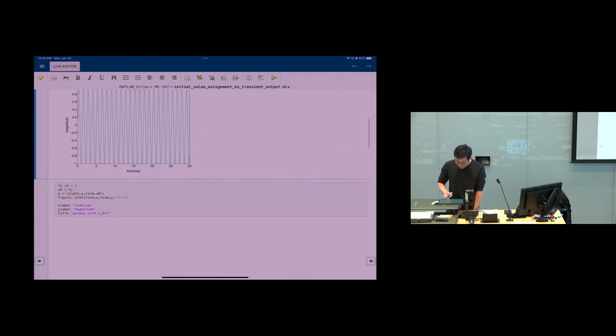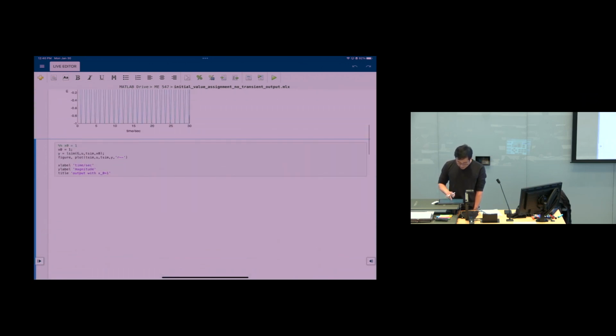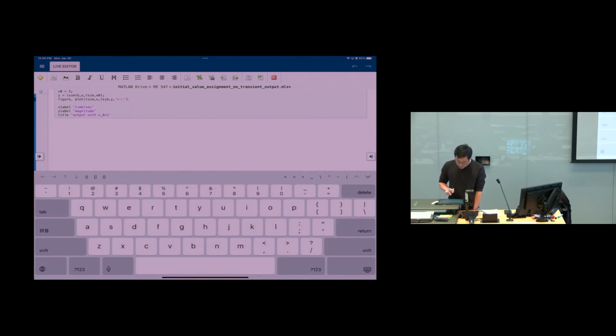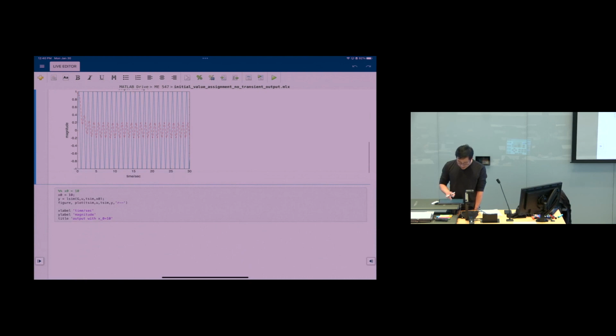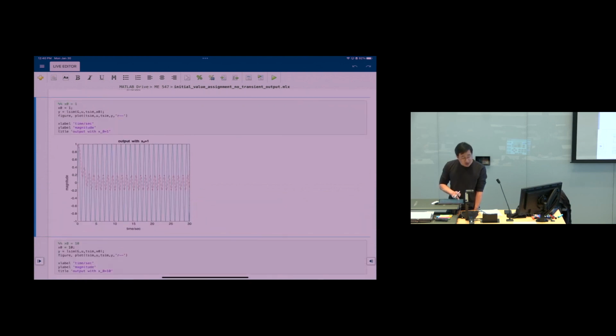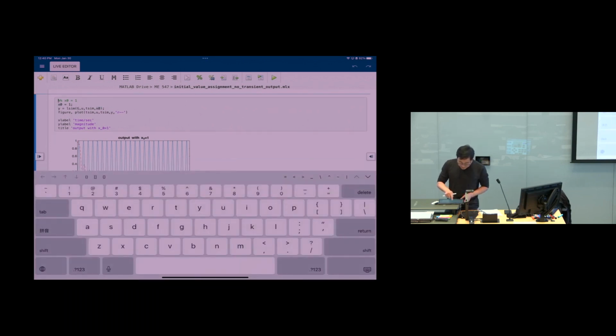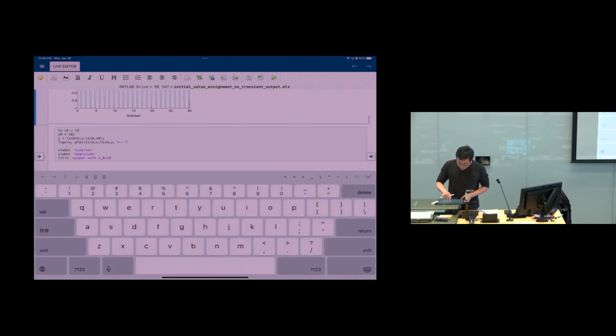And then simulation time is 30 seconds. The output with initial condition 1, this is a live output. You can see it actually contains some transient response. It starts at initial condition, indeed at 1, in the red dashed line over here. Let's verify. Actually, we'll show that later.